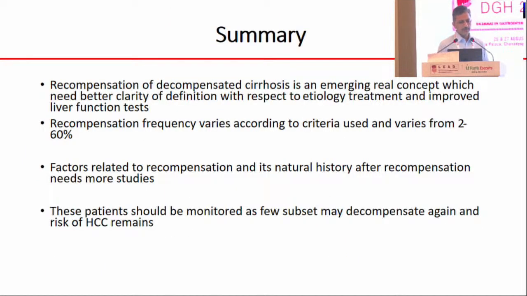Just to summarize, recompensation of decompensated cirrhosis is an emerging real concept which needs better clarity of definition with respect to etiology treatment and improved liver function tests. Recompensation frequency varies from 2 to 60% depending upon which criteria you take in various studies. Factors related to recompensation and its natural history after recompensation need more studies, and these patients should be monitored as a few subsets may decompensate again and may be at risk of HCC.